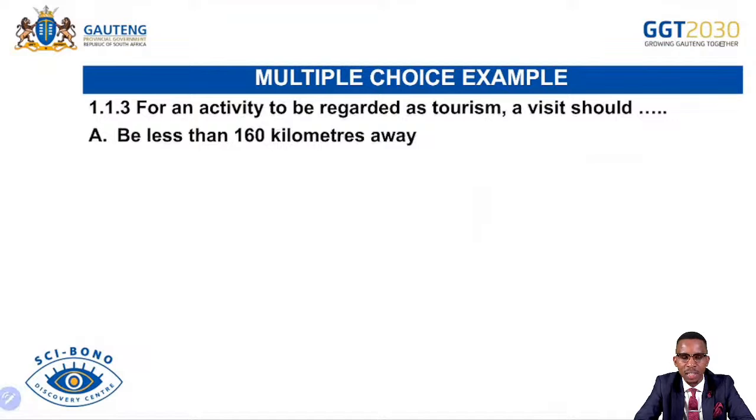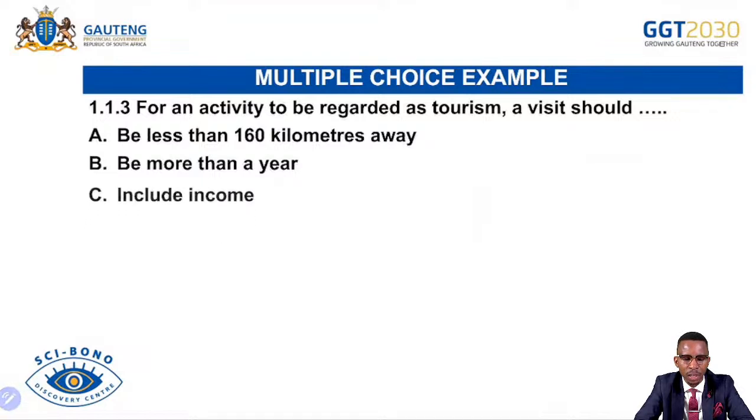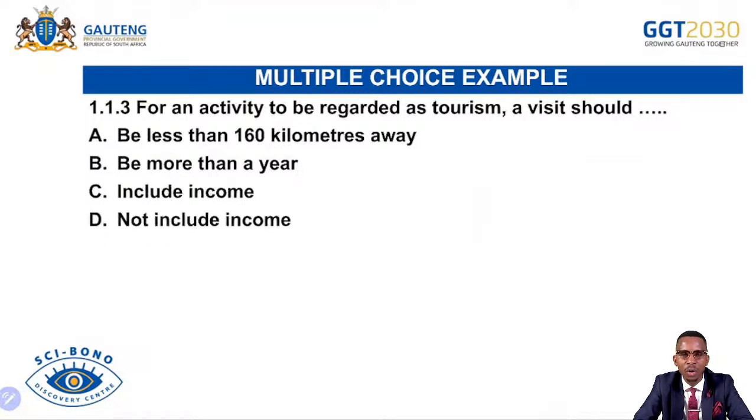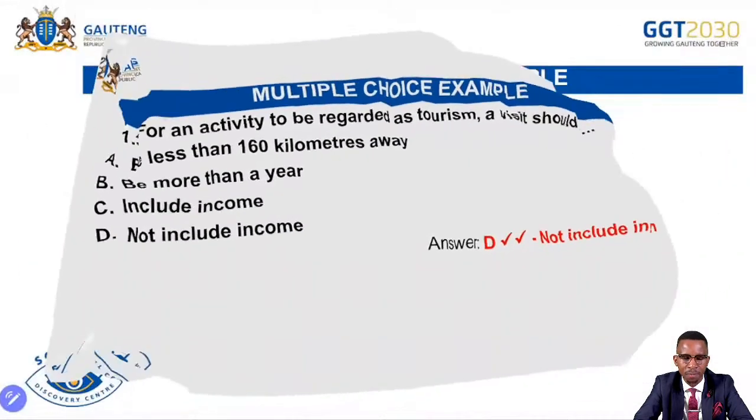Be less than 160 kilometers. That cannot be correct because it should be above 160 kilometers. Be more than a year? No. It should be less than 1 year if ever it's a part of tourism. Include income? No. Any visit to be regarded as a part of tourism should not include income. Therefore, in that case, we get an answer because the activity should not include the income. That is D as our answer.